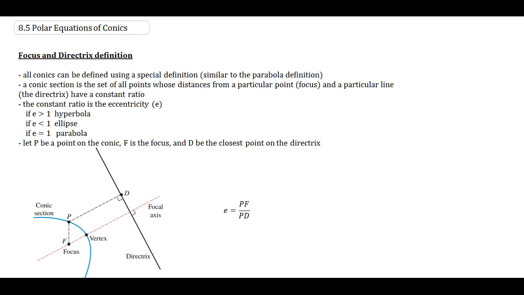Every conic can be defined as a set of all points whose distances are from a focus to the directrix. And they would have what is called a constant ratio. And that constant ratio is eccentricity. When you find the eccentricity, if it's bigger than 1, you have a hyperbola. If it's smaller than 1, you have an ellipse. And if it's equal to 1, you have a parabola.